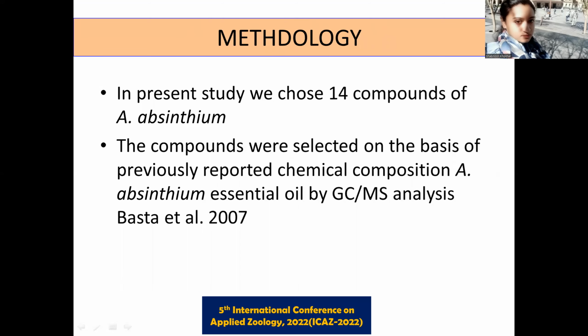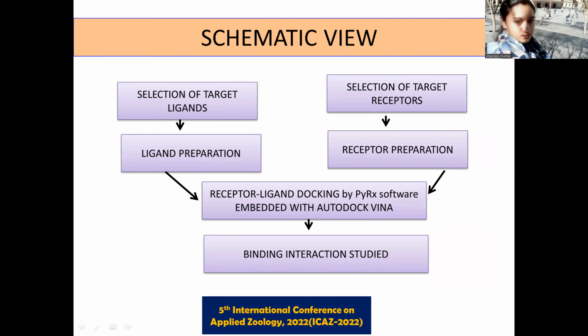In this study, we chose 14 compounds of Artemisia absinthium, and the compounds were selected based on previously reported studies. This is a schematic view of our study. In the first step, we select the ligands and receptor, and then we prepare them in the Discovery Studio Visualizer software, and in the PyRx software we process the receptor-ligand docking, and at the last we study the binding interaction of the receptor and ligand.